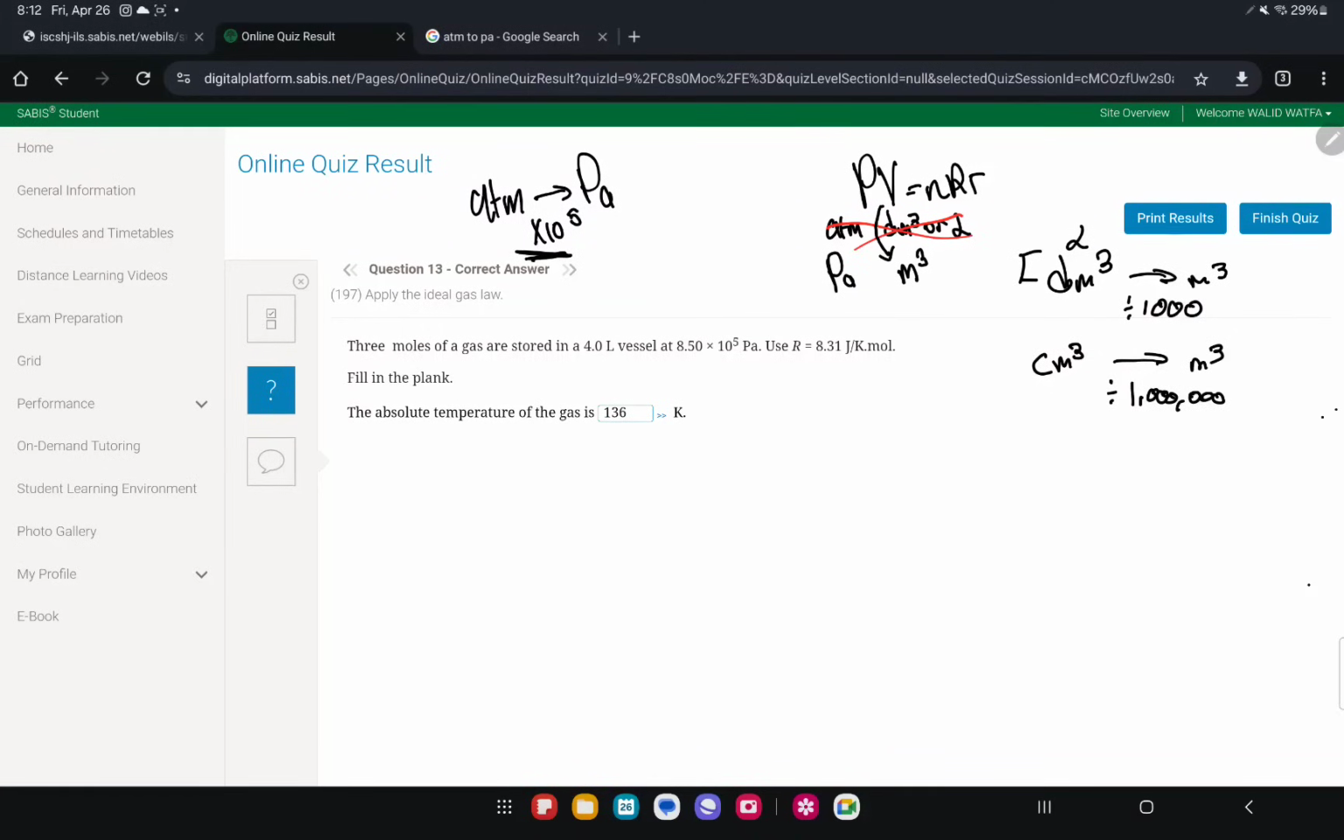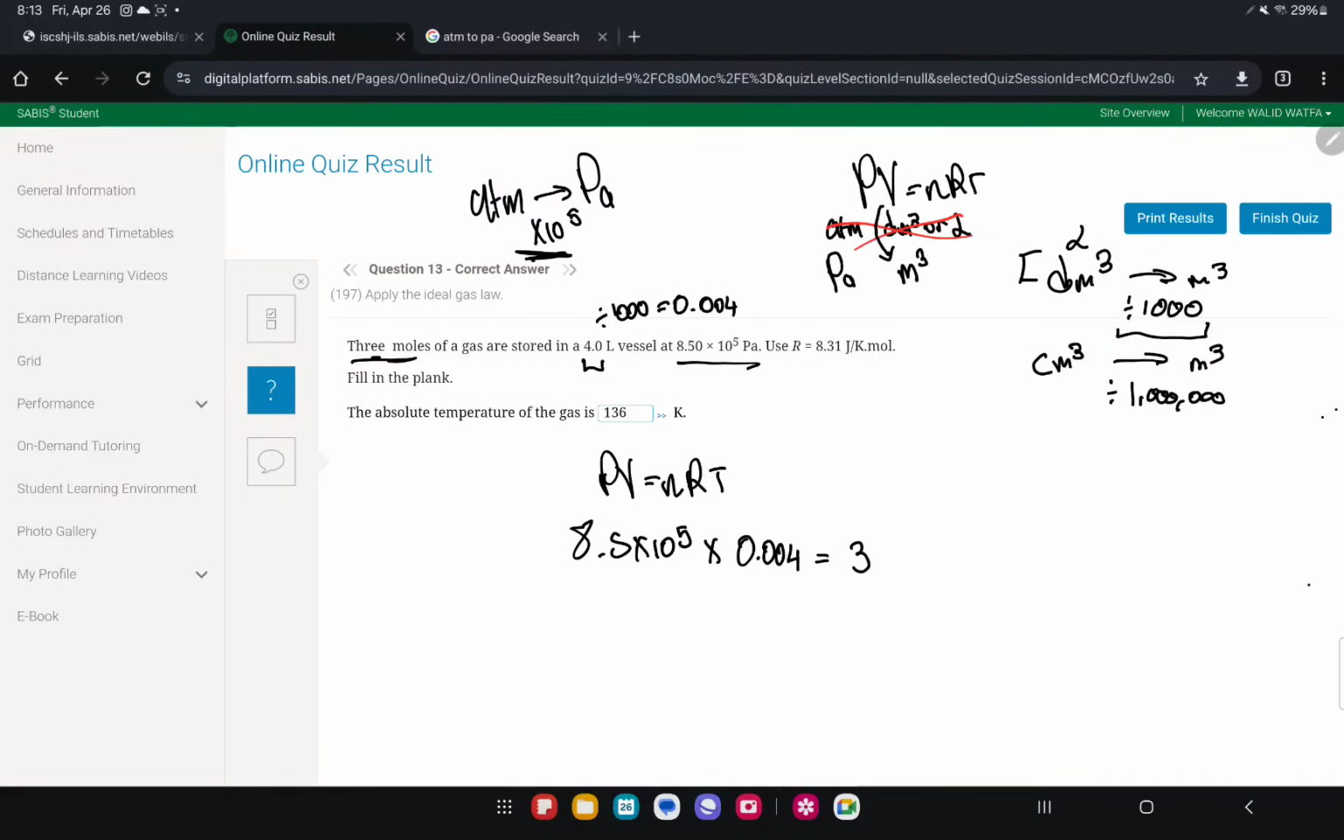Okay, anyway, let's start. Here, let's do PV equals nRT. Okay, let's plug in the values. The pressure is in pascals, so we don't need to convert: 8.5 times 10 to the power 5 times the volume. The volume is 4 liters, but we need it in meters cubed. So from liters to meter cube, we said we divide by 1,000. So 4 divided by 1,000 is 0.004. Okay, so times 0.004 equals n, 3. We said 3 moles, times R, 8.31.